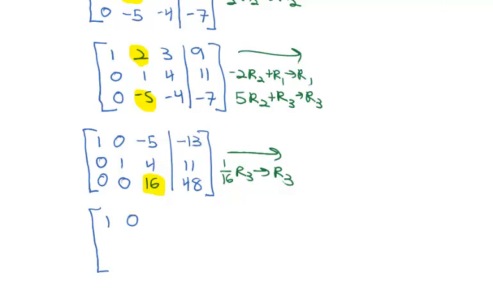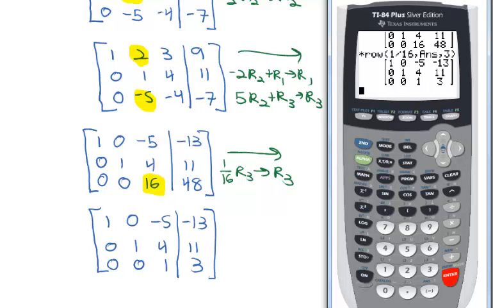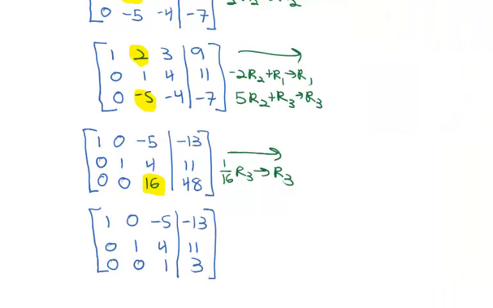So 1, 0, -5, -13, 0, 1, 4, 11, 0, 0, 1, 3. Make sure I copied that right. Good. So now we're ready to get 0s everywhere else. And the way we're going to do that is we're going to multiply row 3 by the opposites. So first we've got 5 times row 3 plus row 1 to get our new row 1. We've also got -4 times row 3 plus row 2 to get our new row 2.